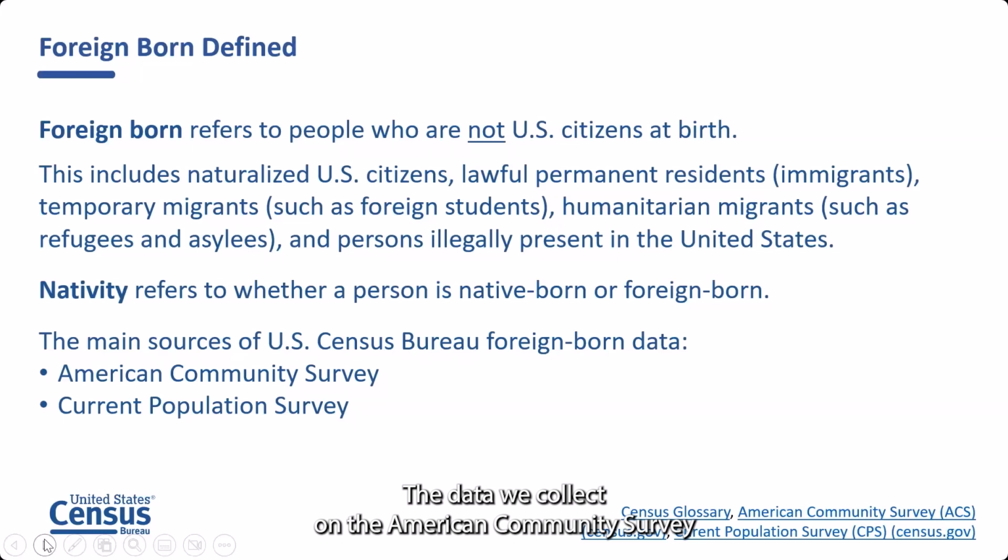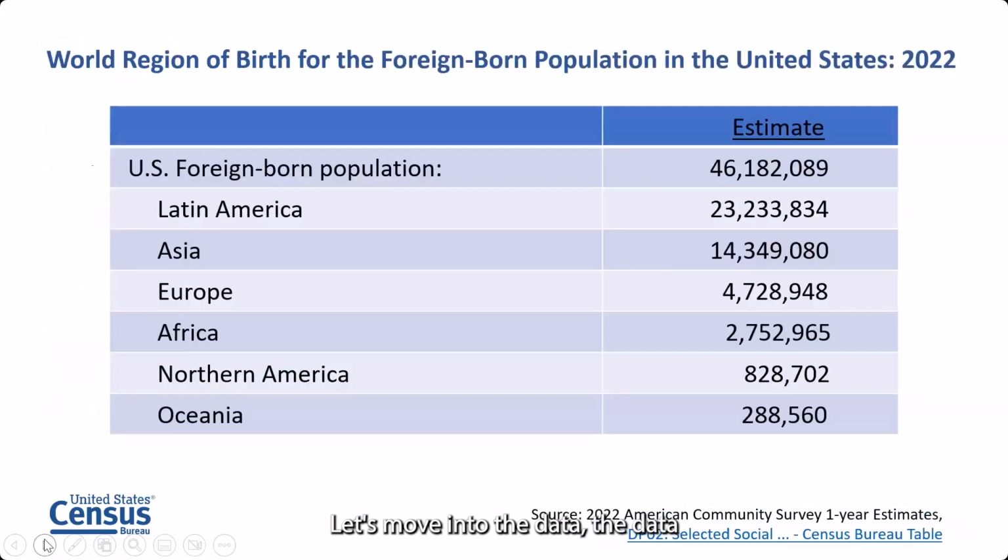The data we collect on the American Community Survey and the Current Population Survey are 2 of the main sources of U.S. Census Bureau foreign-born data. And the data that we collect on these surveys is used to provide communities with important statistics to help ensure equal opportunity, educate children, and understand change. Let's move into the data.